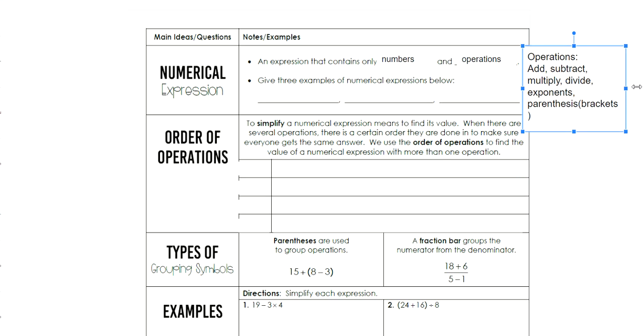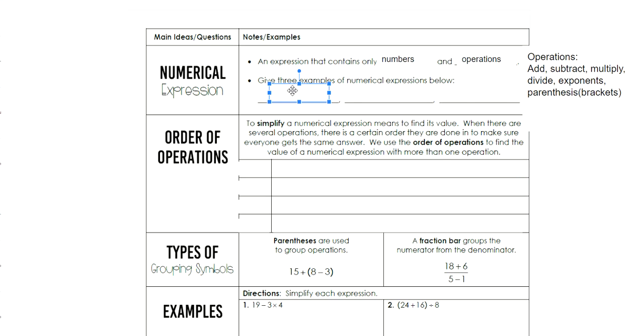So basically now it says, give 3 examples of a numerical expression. So no variables, only numbers and operations. So it could be 2 times 3 plus 4. Pretty simple. It could be a parenthesis, the quantity of 2 plus 4, times 5. That's a numerical expression. It could be, and I'll show you how to do the square thing.